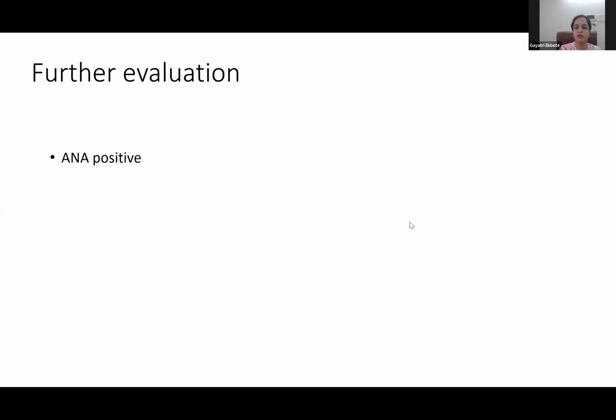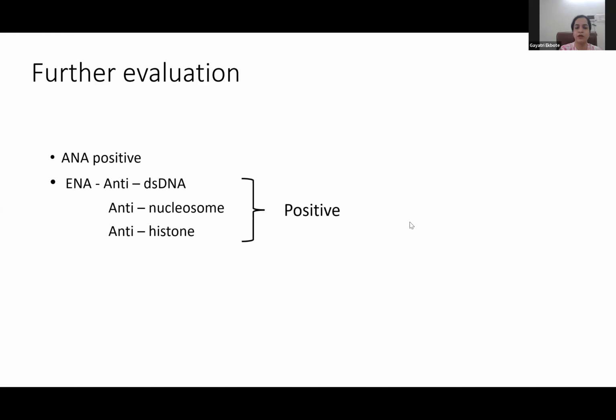So on further evaluation, his ANA was strong positive. His ANA blot or ENA showed positivity for dsDNA, nucleosome, histone, etc. Obviously, we got his renal biopsy done and that showed class 4 lupus nephritis. So interesting case, right? Isn't it? So this is quite an interesting case. So what are we dealing with?